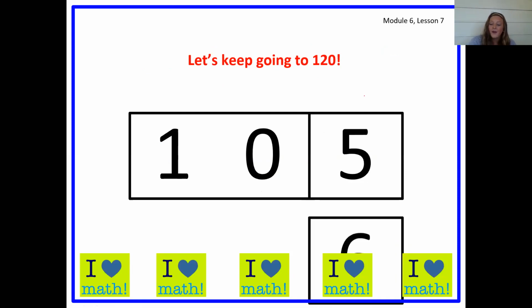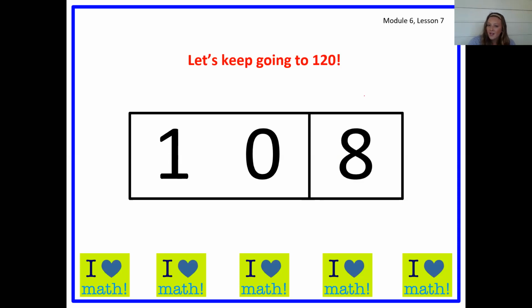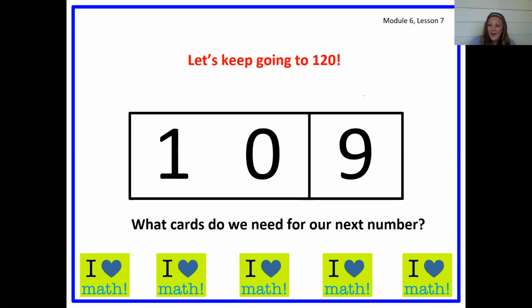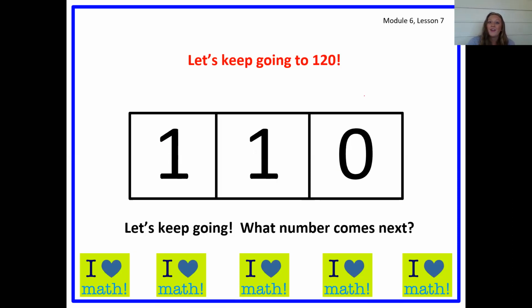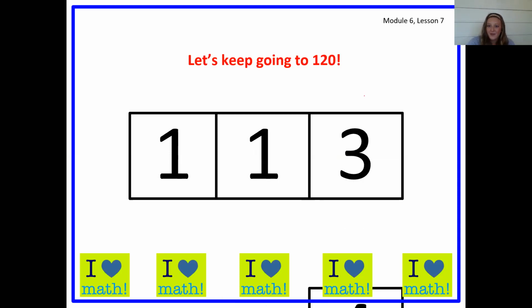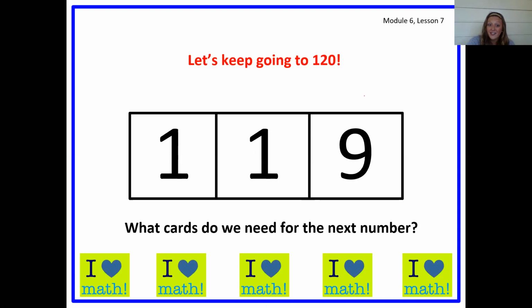104, 105, 106, 107, 108, 109. Now what happens? We need now a 10 spot, right? 110, 111, 112, 113, 114, 115, 116, 117, 118, 119. And now what card do we need? We need a 2 in the 10 spot, 120.